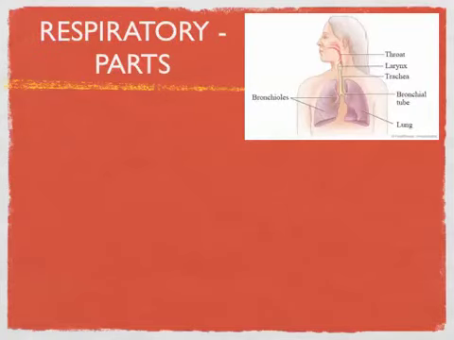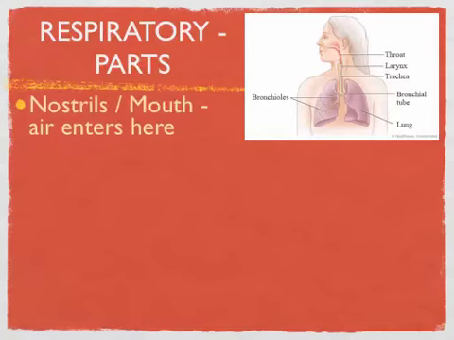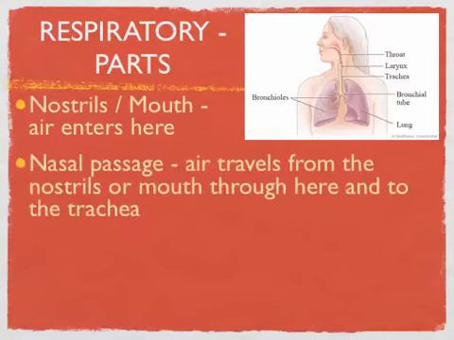Let's go over the respiratory system parts. The first part is the nostrils or the mouth. This is the place where air enters the body. Air travels through the nasal passage from the nostrils or mouth and into the trachea.